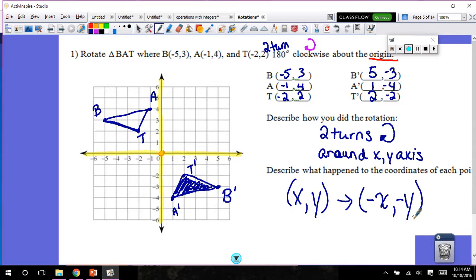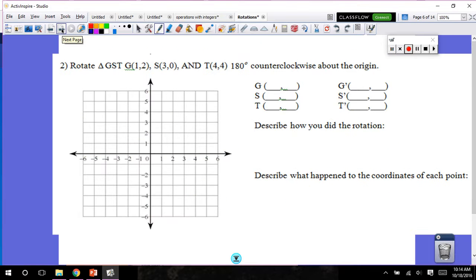Questions so far? No questions here? Okay, I want you to start on the second one. Graph it. Find your points of rotation. Highlight that point of rotation.